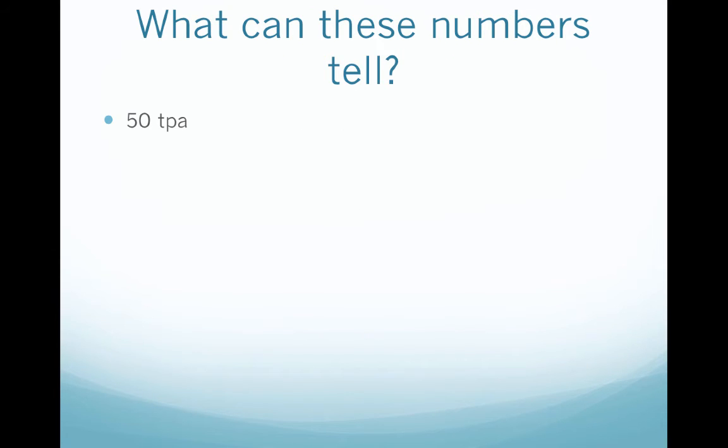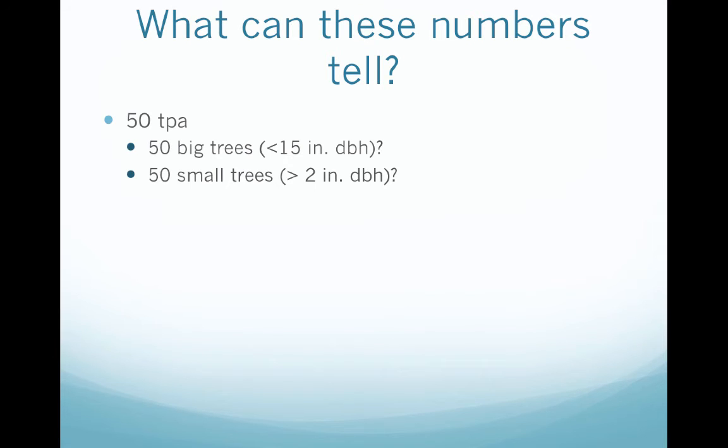What can these numbers tell me? So what if I said there was 50 trees per acre? Take a second, pause. What does that look like to you? So what does 50 trees per acre look like? Well, it really depends. It could be 50 really big trees, maybe greater than 15 inches in diameter, or it can be really small trees, such as 2 inches in diameter. That's going to be a really different type of forest.